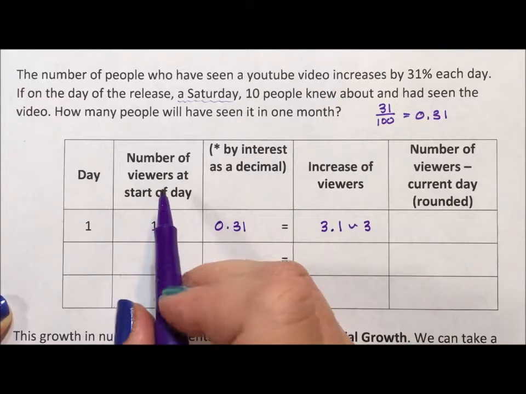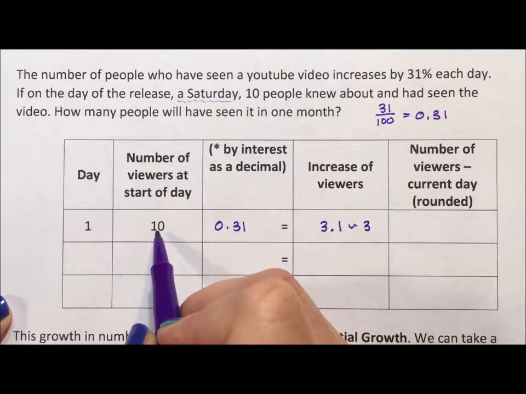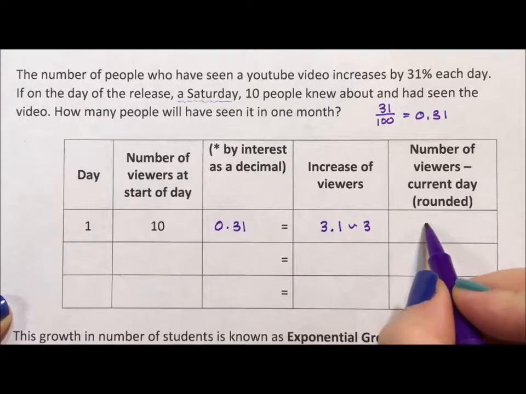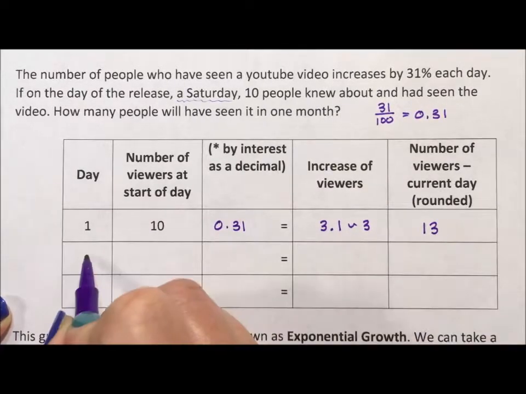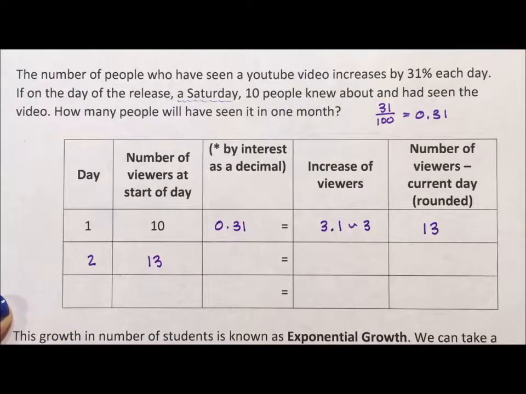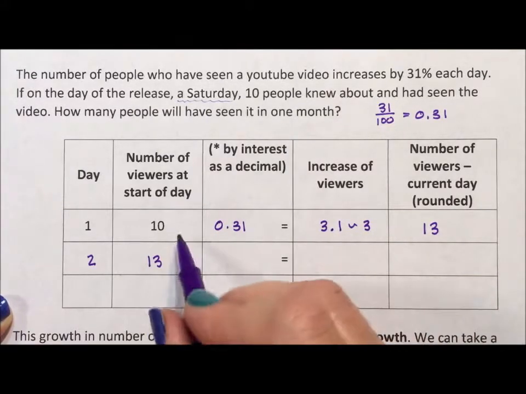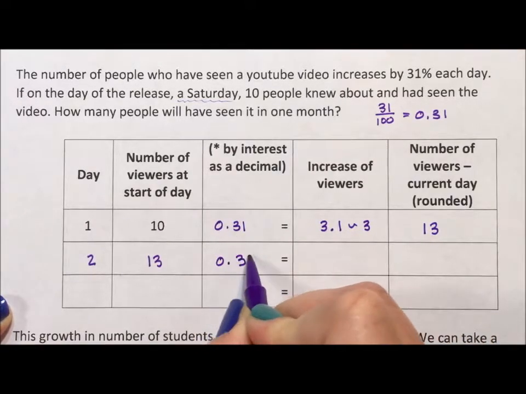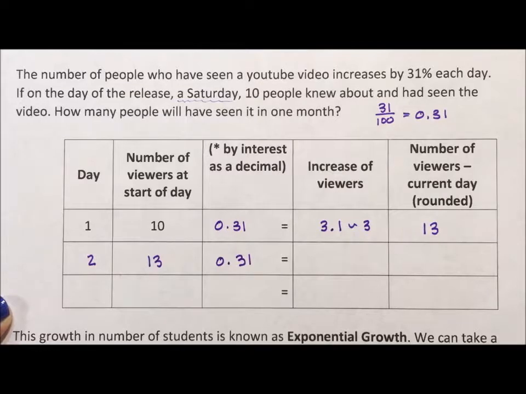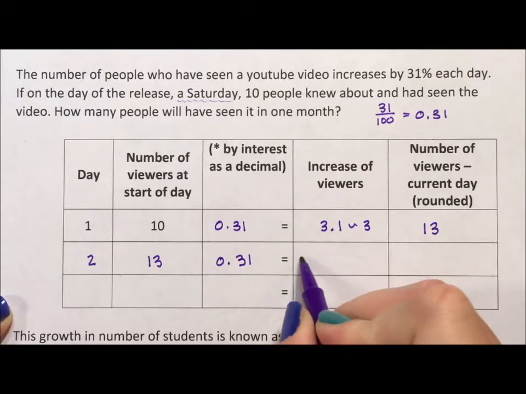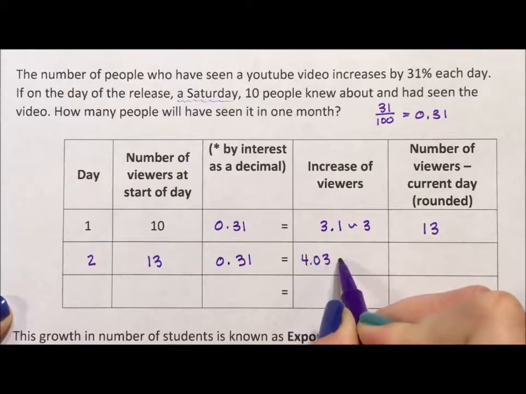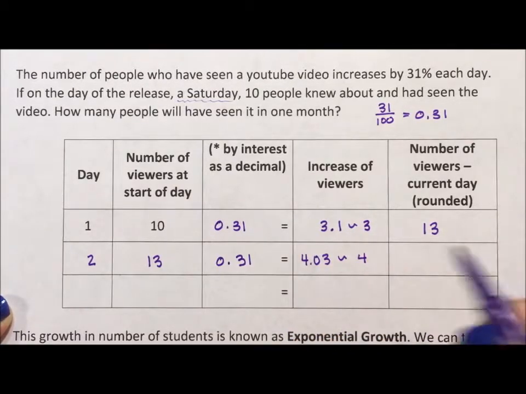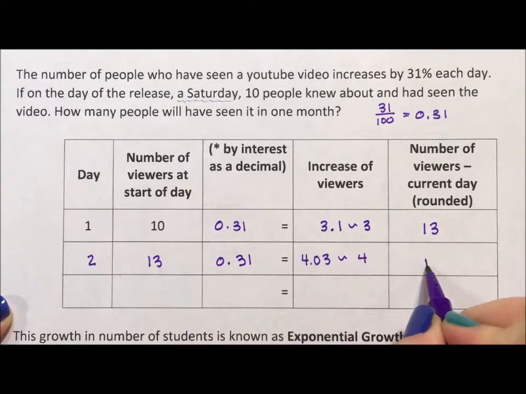So if at the beginning of day 1 there were 10, at the end, or by day 2, there are 13 viewers. That doesn't seem like a lot, but trust me, the thing about exponentials is they may take off a little slowly, but it'll grow quickly from there. So again, we take that 13 and we multiply it by 0.31, and when we do that, we get 4.03. Now, again, you can't have 0.03, so we're going to take that to 4, and 13 plus 4 is 17 viewers.